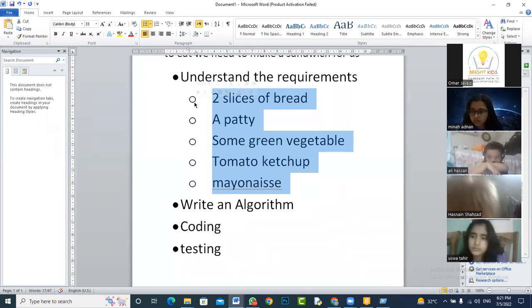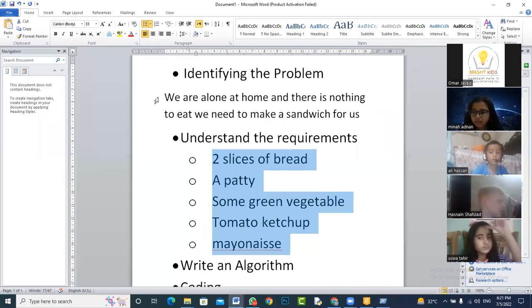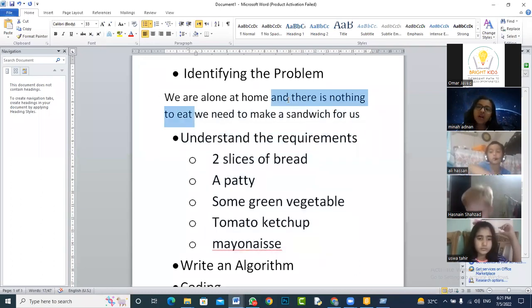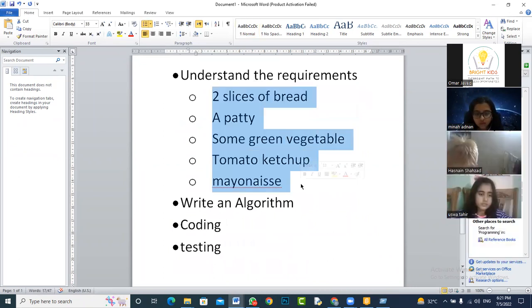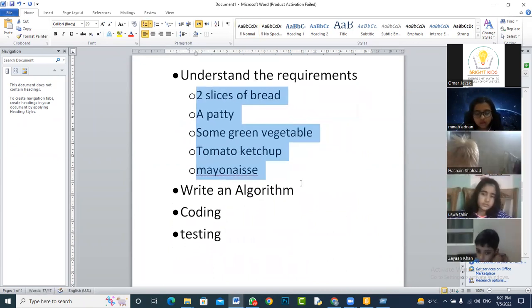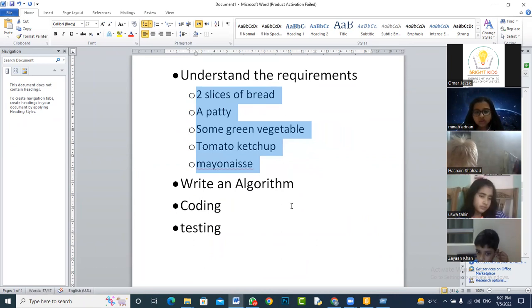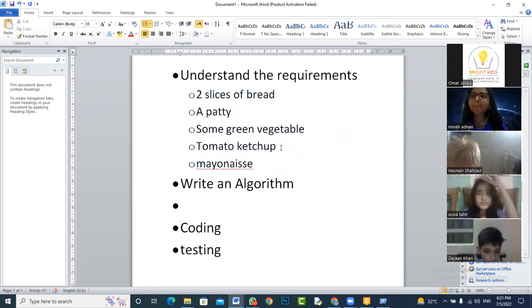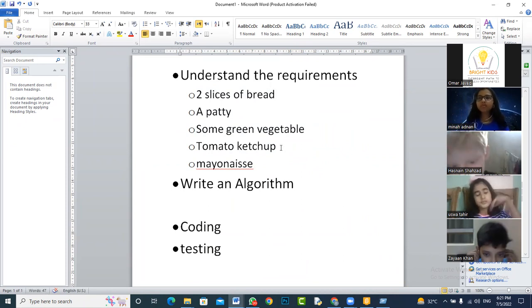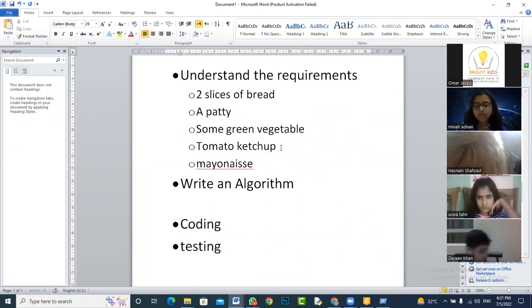So understanding the requirement is the part where you see what are the things that you need in order to solve a problem. So we had this problem that we need to make a sandwich. So we are understanding the requirements, that these are the things that we need if we want to make a sandwich. Okay. After that comes the next part, which is writing an algorithm. Writing an algorithm is a very interesting part. You know what it is?